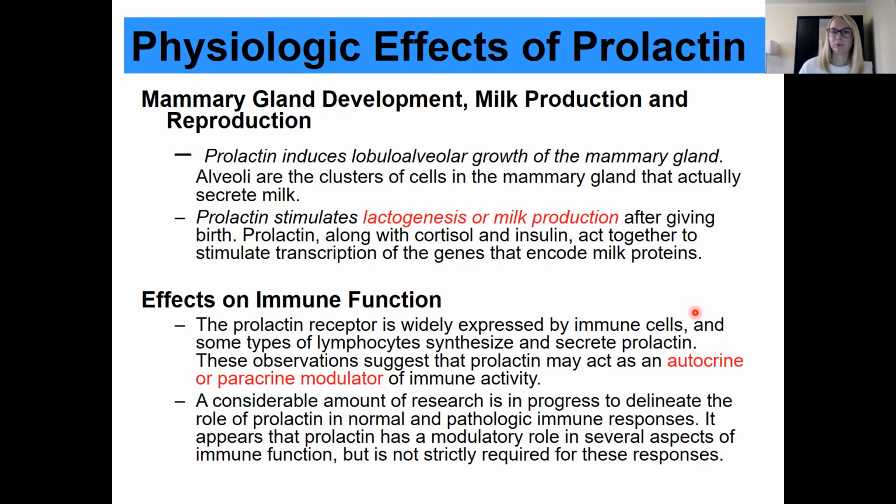The prolactin receptor is widely expressed by immune cells, and some types of lymphocytes synthesize and secrete prolactin. So these observations suggest that prolactin may act as an autocrine or paracrine modulator of immune activity.